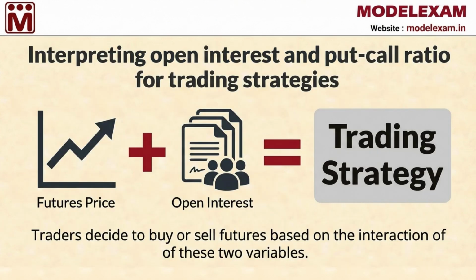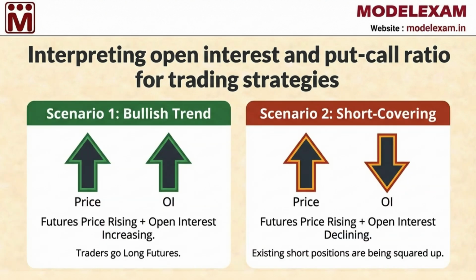By combining the futures price and the open interest, traders can build powerful trading strategies. We look at how these two variables interact to decide whether it is a good time to buy or sell. There are 4 main scenarios we look for to understand what the market is telling us. In the first scenario, if the futures price is rising and the open interest is also increasing, we call this a bullish trend. This suggests that new money is coming in and traders usually prefer to go long on futures.